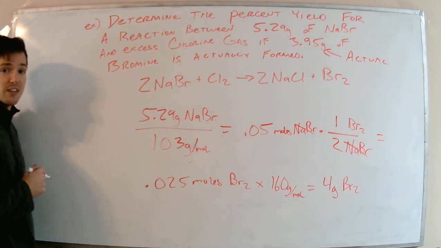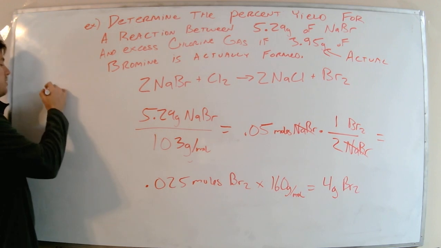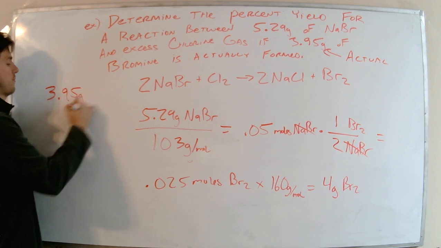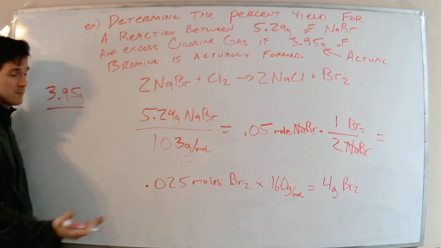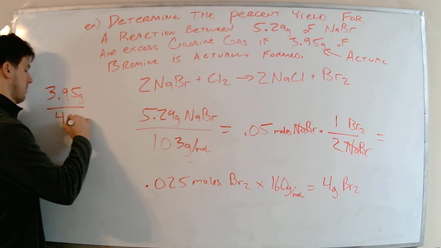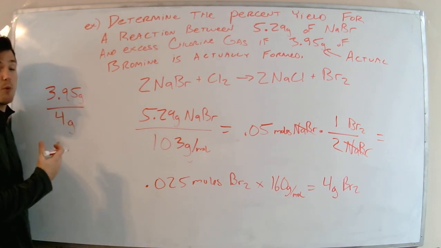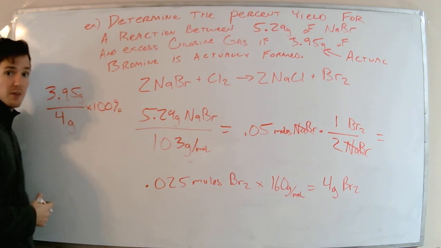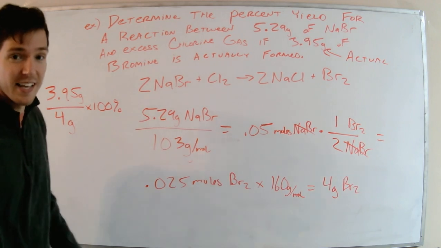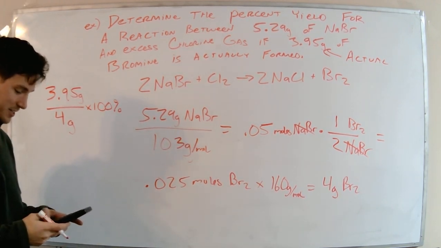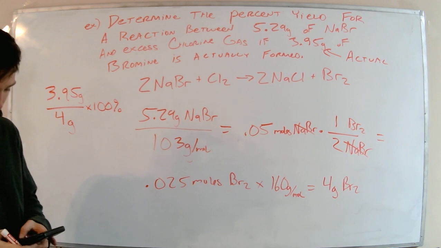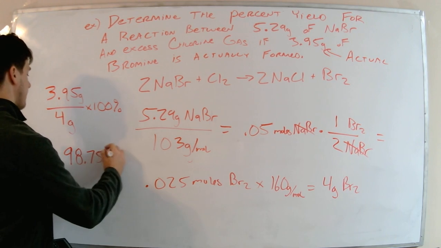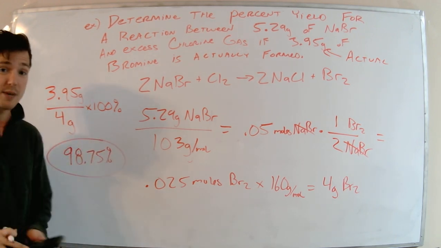So remember, percent yield is actual over theoretical. Well, our actual was 3.95 grams. And our theoretical was 4 grams. We're going to take 3.95 divided by 4. Remember to times it by 100 because we're dealing with a percent yield here, right? And I can't do this math in my head, unfortunately. Times it by 100 to get a percent, and you should get 98.75%.